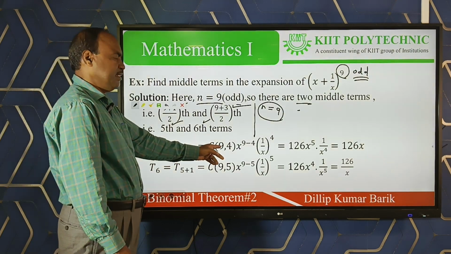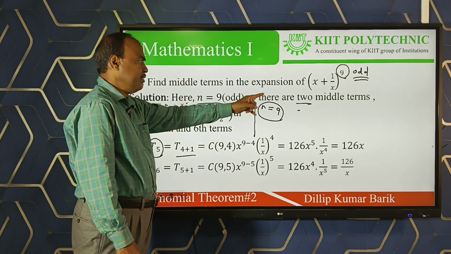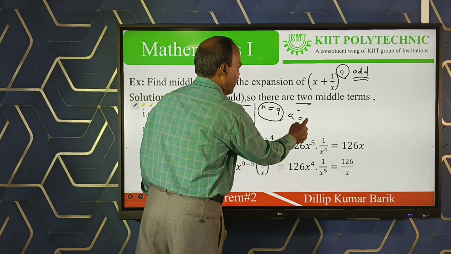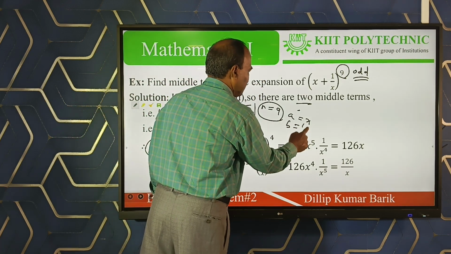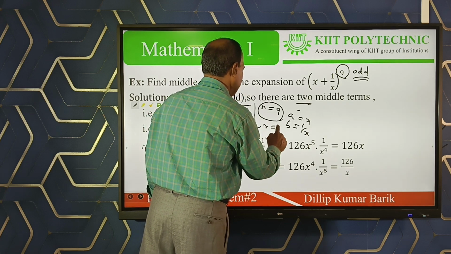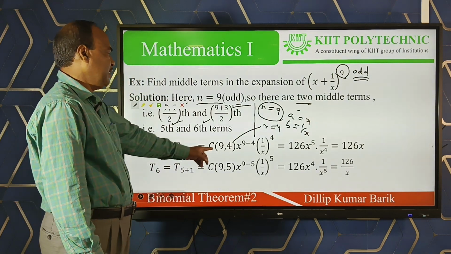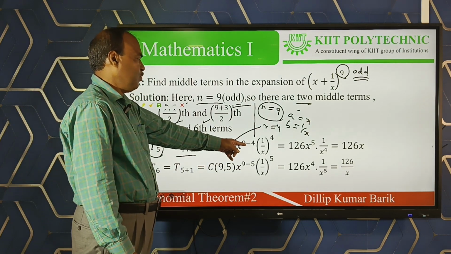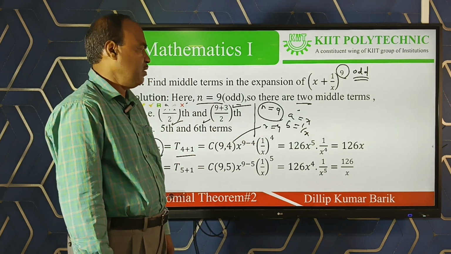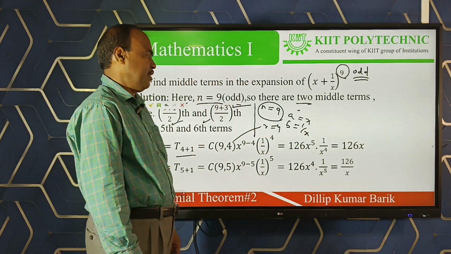So using the formula nCr, 9C4, x to the power... x is the first term, meaning a is x. Here a is equal to x, b is nothing but 1 by x, and for this one r is equal to 4. Using them in their proper places, 9C4, x to the power 9 minus 4, 1 by x whole to the power 4, and after simplification we will get 126x.